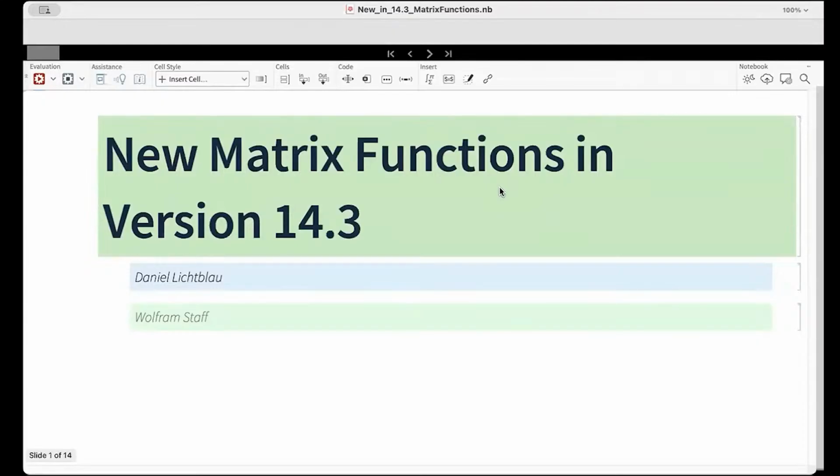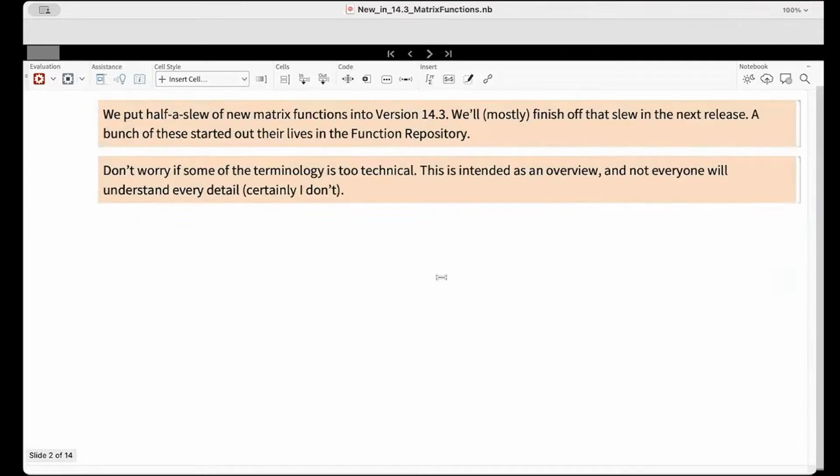Welcome to the matrix functionality section of the What's New in 14.3. Here I'm going to present the several functions that we have introduced related to either matrix or linear algebra more generally. This is part of an ongoing effort. In this release, we have between 12 and 15 new functions, I believe, and we plan to release around the same amount in the next release.